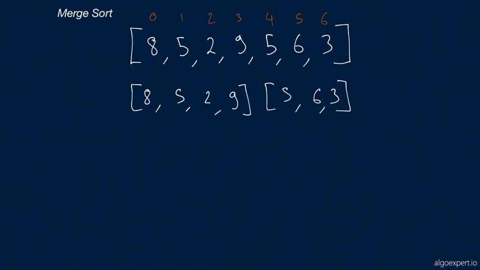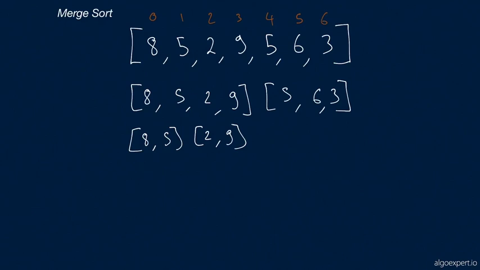Okay, so let's start with the left subarray. 8, 5, 2, 9. We're going to divide it in half, and we're going to get 8, 5, and 2, 9. Okay. And before I dive into the right portion here, the 5, 6, 3, because this is going to be a recursive algorithm, as you can imagine, we're going to first dive all the way to the left, and cover everything in this base case here in the left, and then work our way to the right.